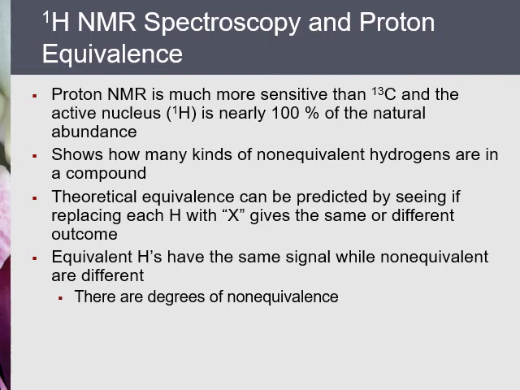In the last section, we briefly introduced carbon-13 NMR. In this section, we are going to talk about proton NMR. Proton NMR is much more sensitive than carbon-13 and gives us more information than carbon-13 NMR.